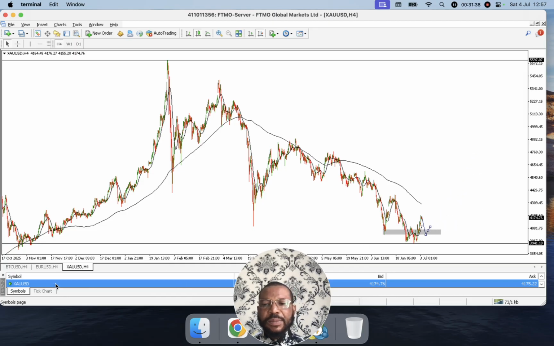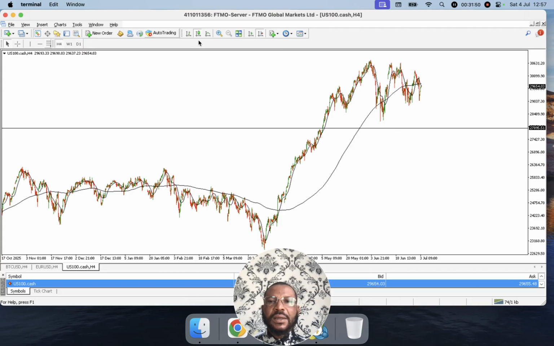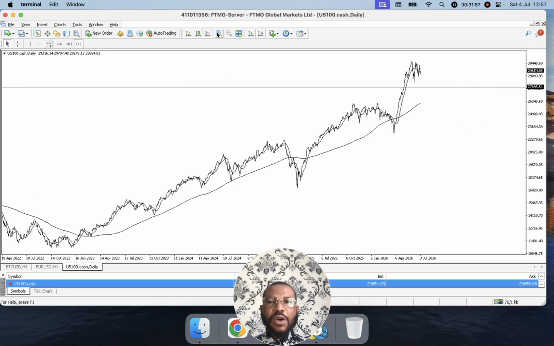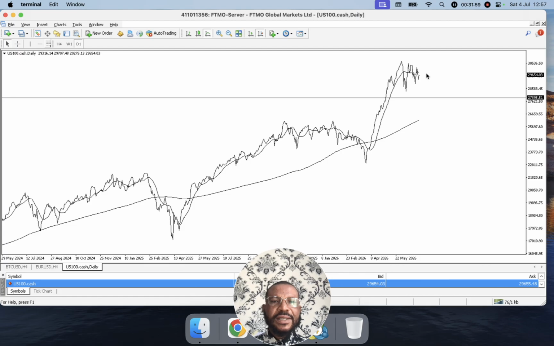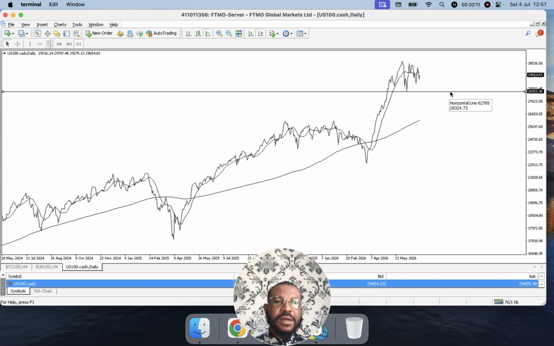Let's move over to the next pair, which is the Nasdaq. For the Nasdaq, I saw something which made me say, okay, let's analyze the Nasdaq and get familiar with the movement of the market before the entry comes up. I see that the Nasdaq, after this bullish move, price has been in this consolidation. If I go to the line chart, I can see that price has been trading in this range.